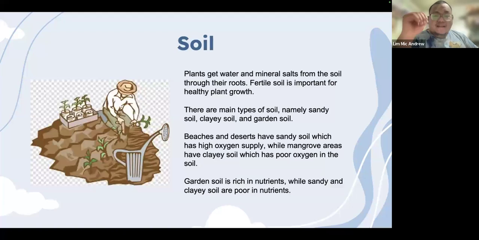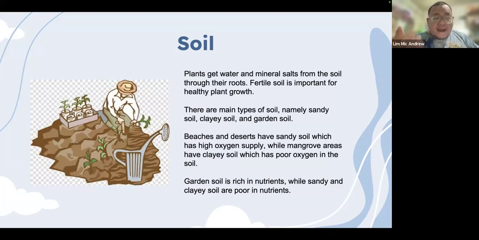Third one, garden soil. Garden soil contains almost equal amounts of sandy and clay soil. So garden soil is a mixture of both. Garden soil has the best of both worlds, whereby it holds less water than clay soil, but more water than sandy soil. So it's in the middle.